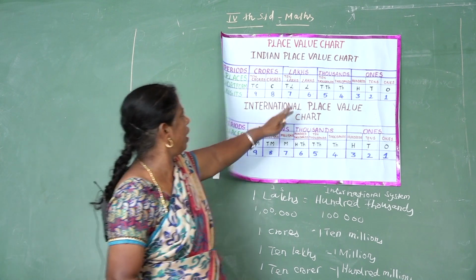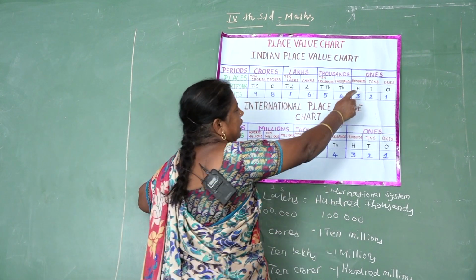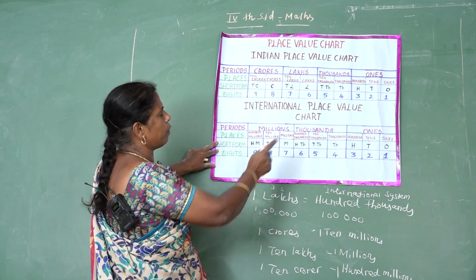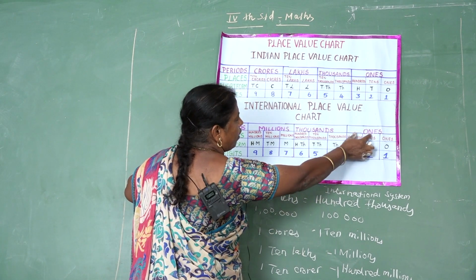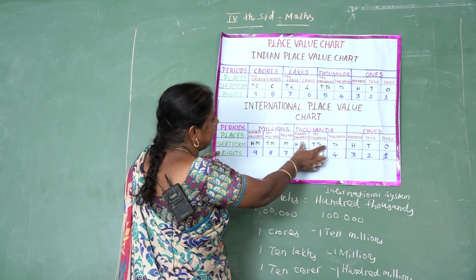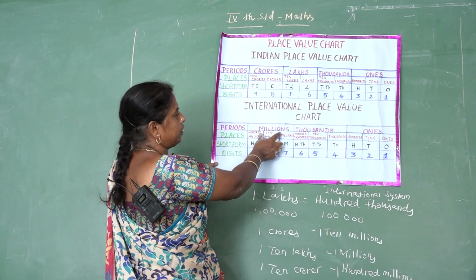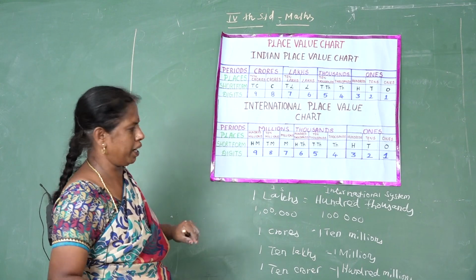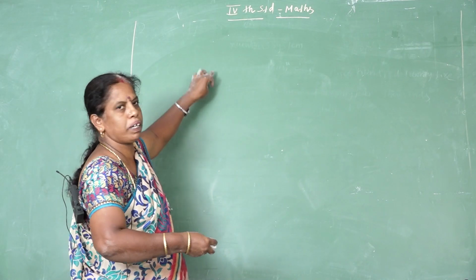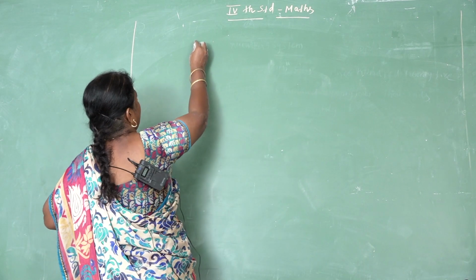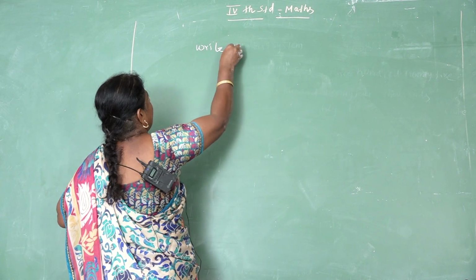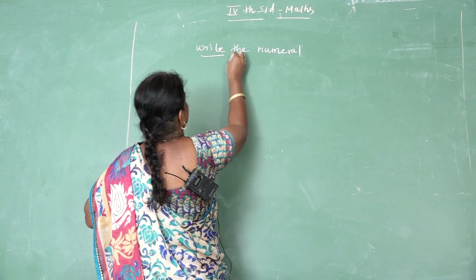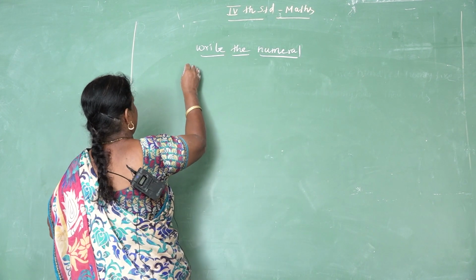Again, let me recall this one. The Indian place value chart has 3 digits, then 2 digits, 2 digits, 2 digits. The international place value chart has 3 digits for the ones period, the next 3 digits for the thousands period, and the next 3 digits for the millions period. Okay, shall we come to that? Write in numerals. Using the two methods, now we are going to see how to write numerals. So I write.